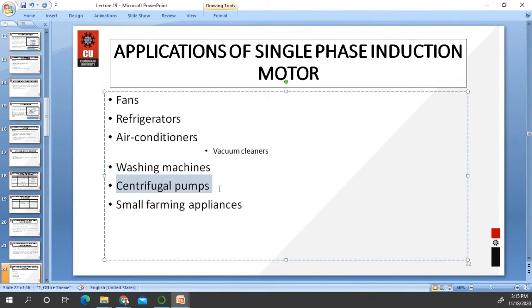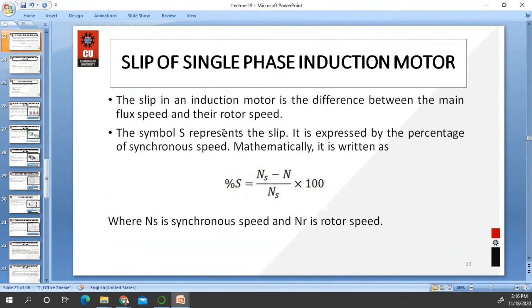washing machines, centrifugal pumps, and small farming appliances. Quickly give your response. Till now, have you understood this? Single phase induction motor is similar to the three-phase induction motor. That's why we have explained it very fast.